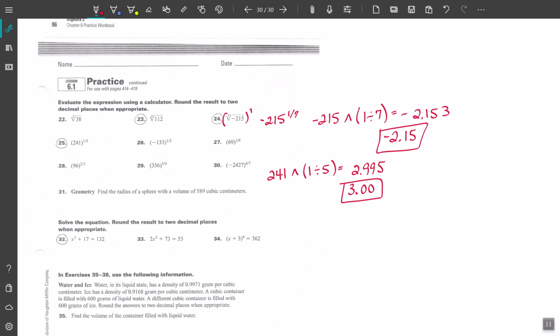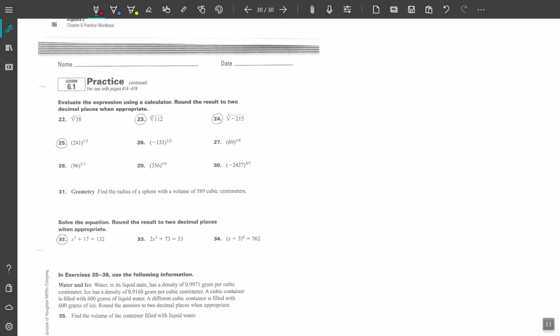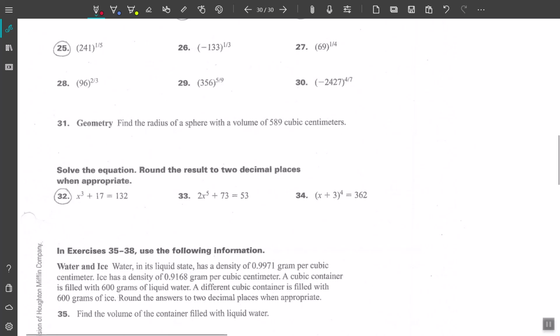Now, number 32, they actually ask us to solve for x. And so we've got that equation there. We're going to follow the same steps we've always followed with solving for x on problems like this. Just because it's an x cubed doesn't change anything. So I'm going to get that x cubed by itself first. And that'll give me 115 on this side. So now I have x cubed and I have 115 on the other side.